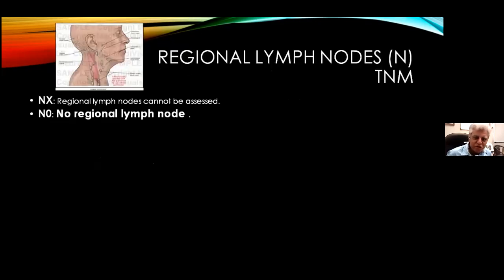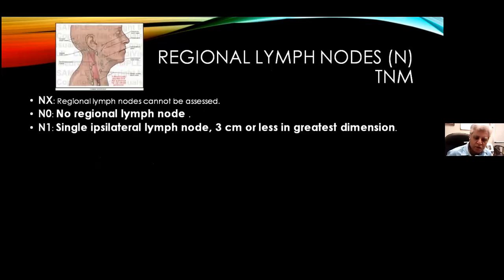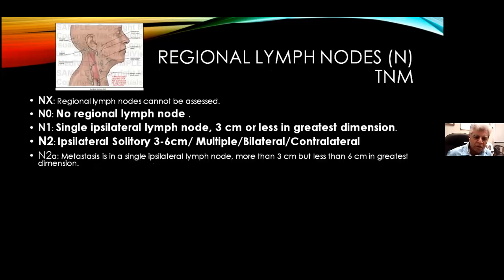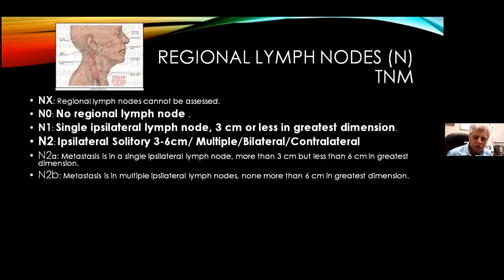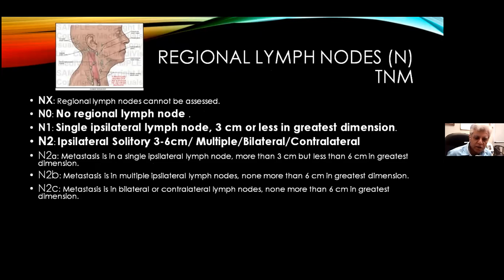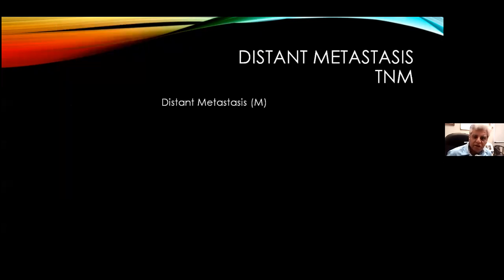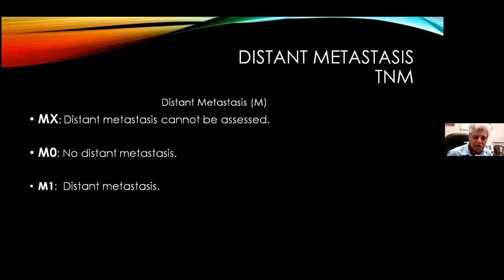Okay, regional lymph node is the same as we did in the oral cavity. N1 is one node, N2 is more than one node or 3 to 6 centimeter, and N3 is greater than 6 centimeters. All right. Okay, metastasis: no metastasis, distant metastasis. Most commonly metastasize to lungs.